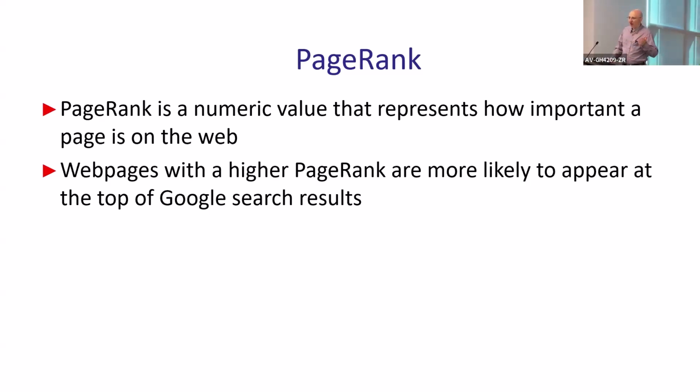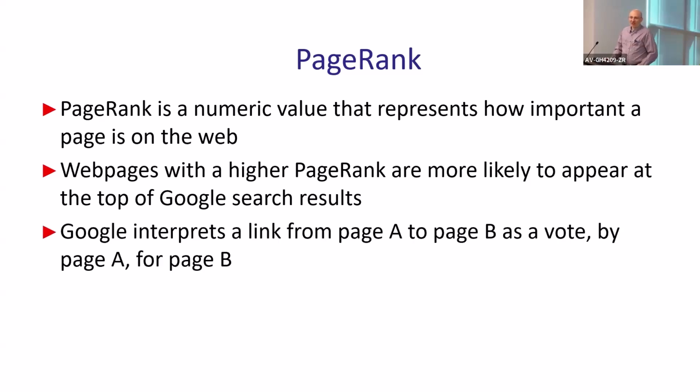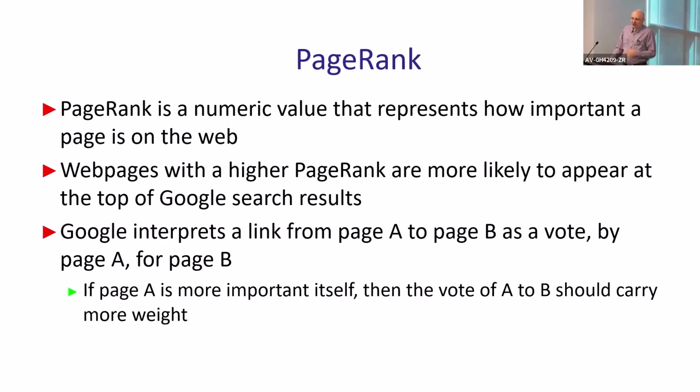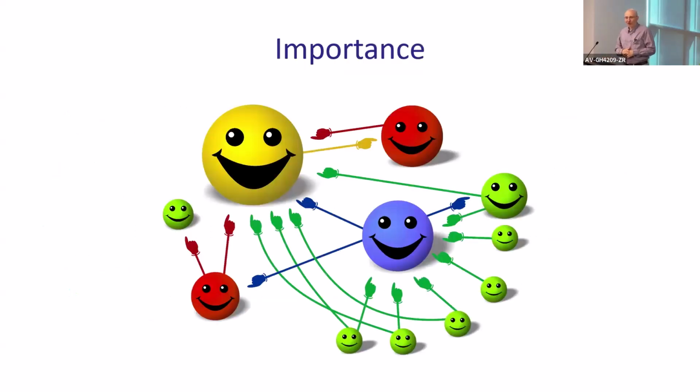So higher ranked pages typically appear on top of Google search, and they interpret importance this way: a link from page A to page B counts as a vote of page A for page B. All right, this is kind of a single vote. And depending on whether page A is important, it will give more weight or less weight to the importance of page B. All right. So here's how it works in general.